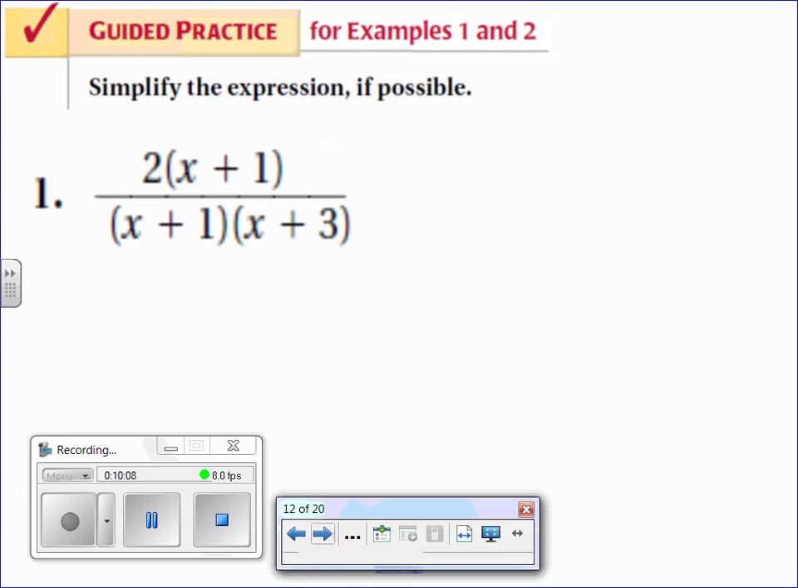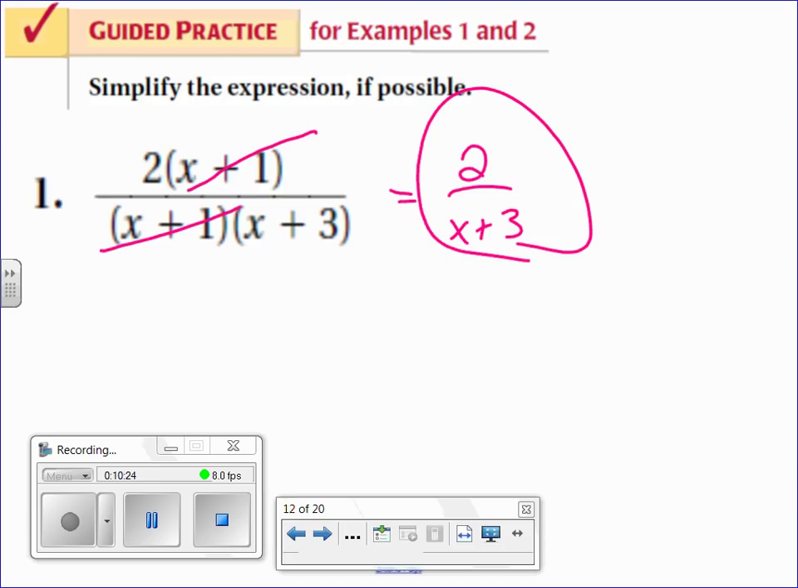Right, if I were you, I would not even bother writing this down. I think they just wanted you to see what can and what cannot cancel on this. It's very simple. I'm just going to watch what I do. I'm going to slash out my x minus 1s on top and bottom, leaving you with a 2 on top and an x plus 3 on bottom. And that's all you can do. Same thing on the next slide. Just watch me do it. You don't need to write it down.